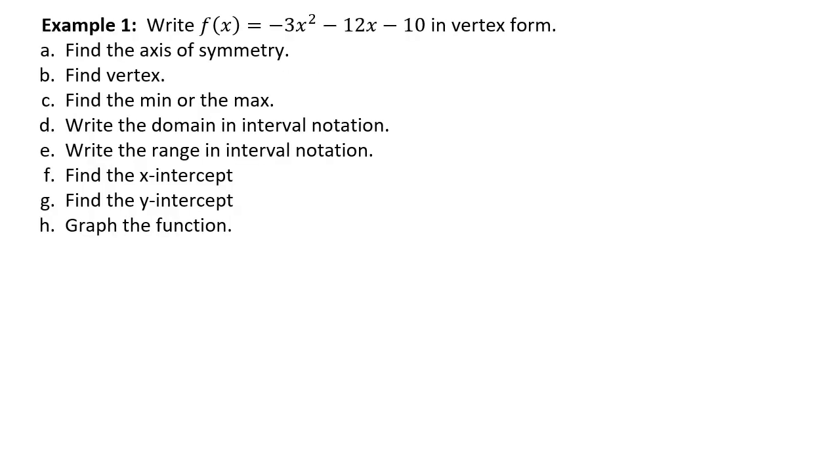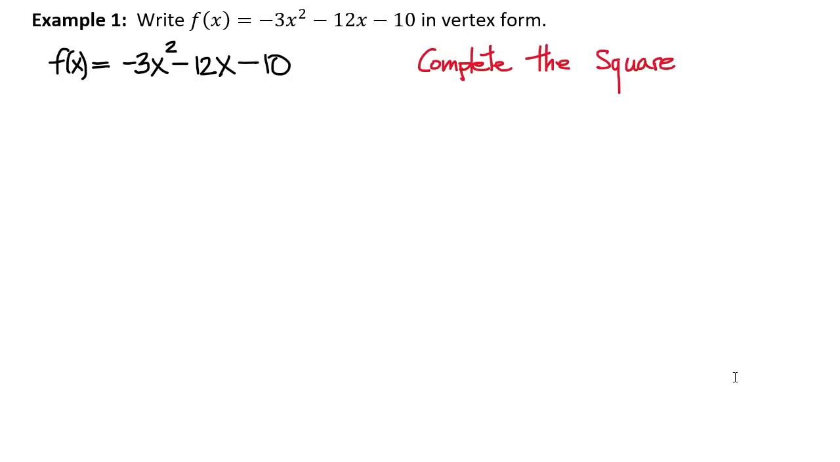In this example, I want to write the function f of x equals minus 3x squared minus 12x minus 10 in vertex form. And from that, I'm going to be able to answer all those questions: find the axis of symmetry, the vertex, the max, the min, the domain, the range, the x and the y intercepts, and then graph the function. So in order to write this function in vertex form, I have to complete the square.